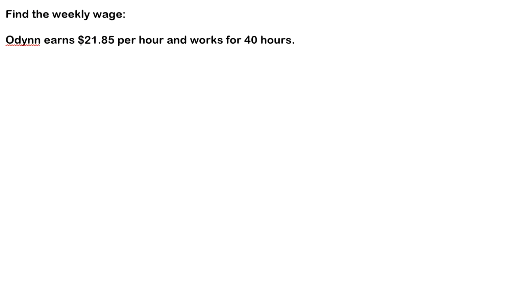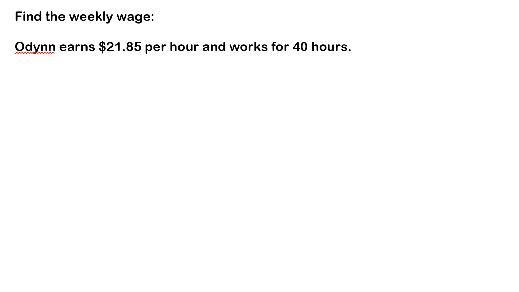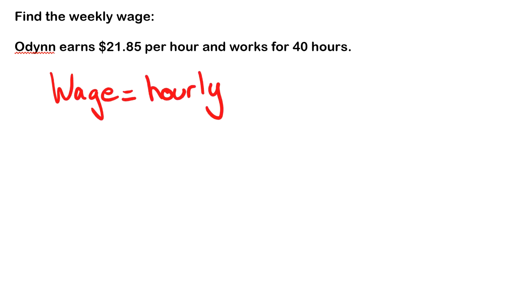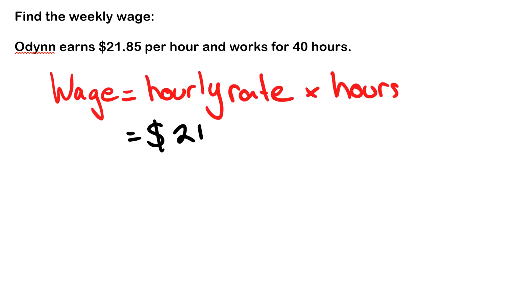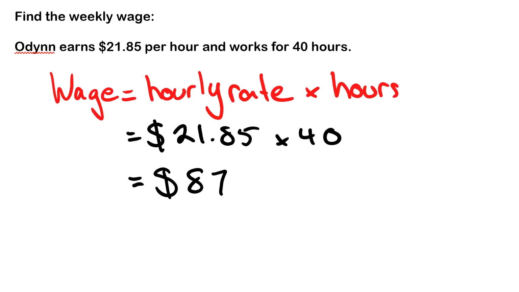So we need to find the weekly wage here. Odin earns $21.85 per hour and works 40 hours. So this is pretty straightforward. Your pay or your wage is your hourly rate multiplied by hours worked. So, in this case, it's going to be $21.85 times 40, which comes out as a neat $874. So Odin earns $874 for 40 hours worked.